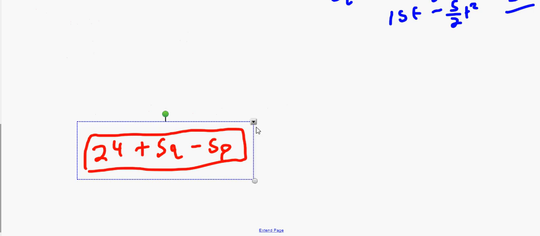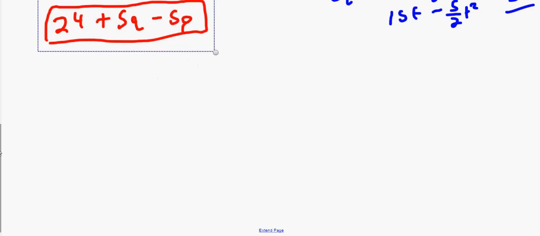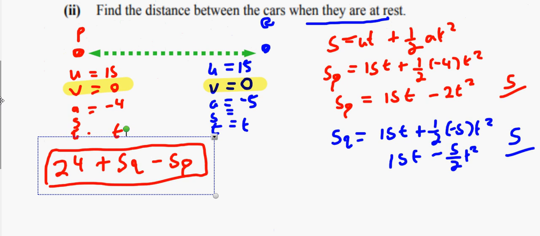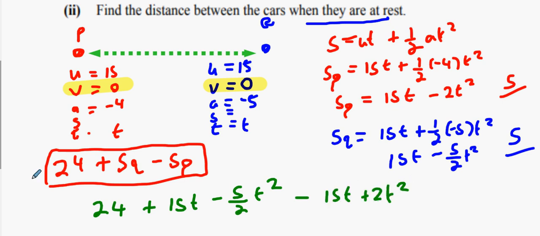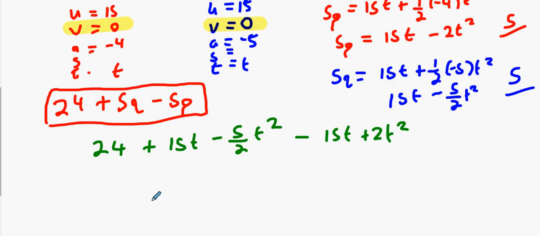Alright, I'll go back up to the top now. Alrighty. So, do this in green. 24 plus SQ, which is plus 15t minus 5 over 2 t squared, minus SP, which would be minus 15t plus 2t squared. And lo and behold, what's going to happen here?